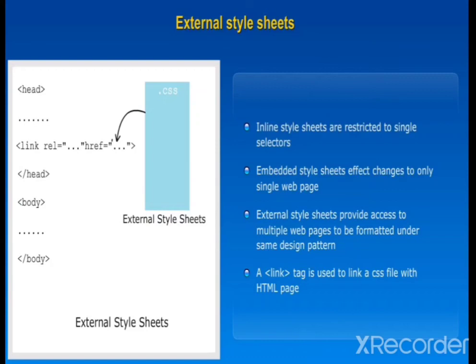Where inline style sheets are restricted to single selectors, embedded style sheets affect changes to only a single web page. External style sheets provide access to multiple web pages to be formatted under the same design pattern. Here we are giving the differences between inline, embedded and external. Inline style sheets are restricted to a single selector. Embedded style sheets affect changes to only a single web page, as previously discussed. And external style sheets can be used for any web page.